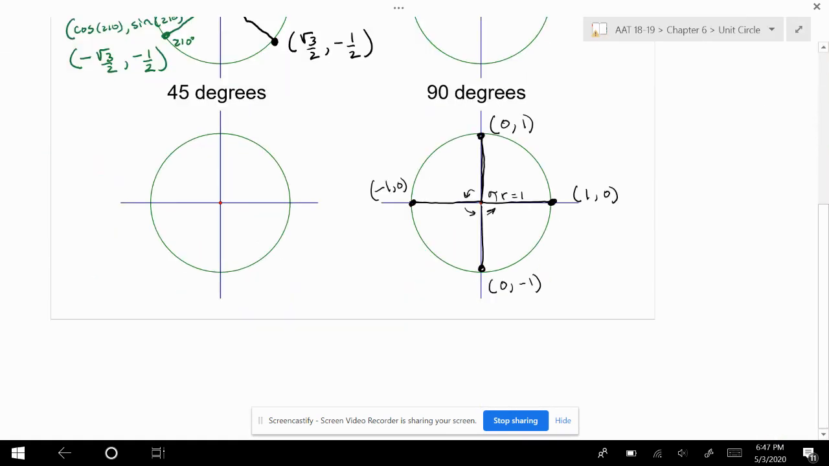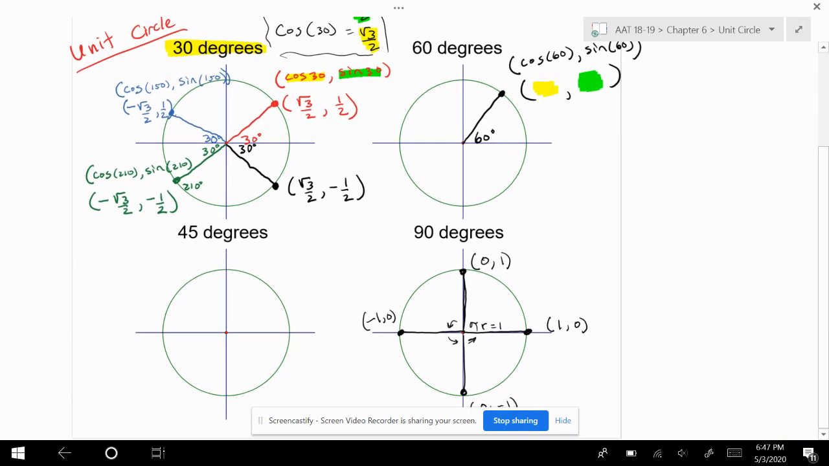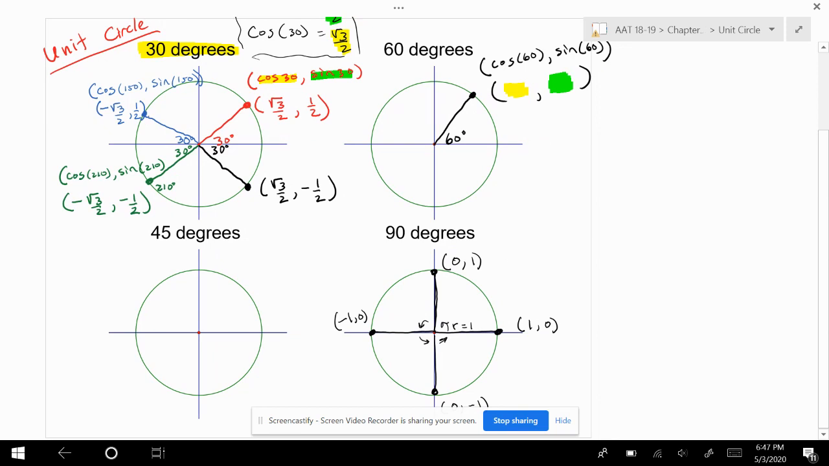So I will let you finish the 60 and 45-degree angles, and I will post an answer key for you to check.